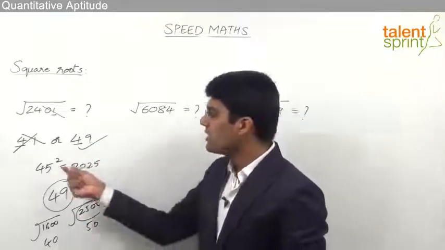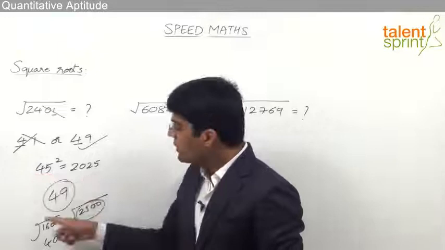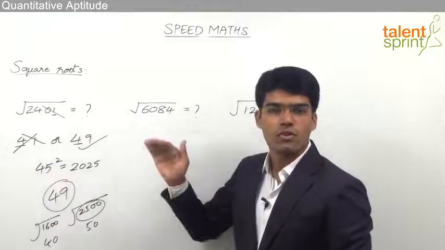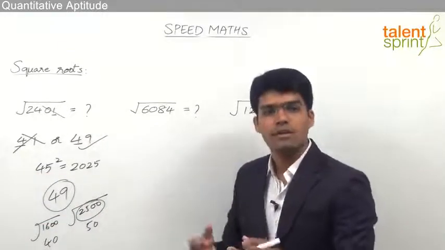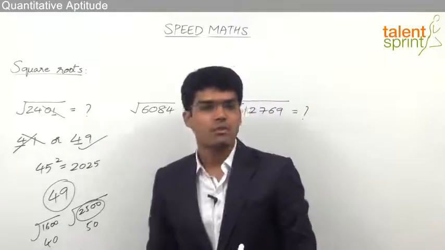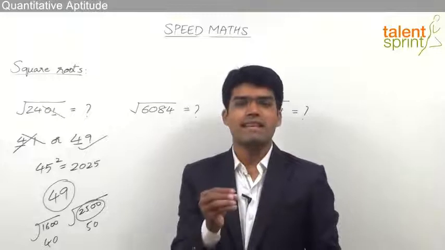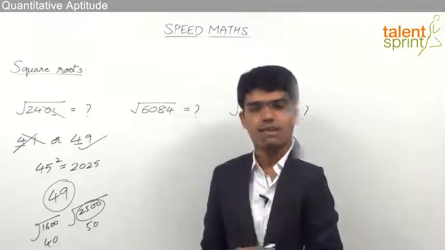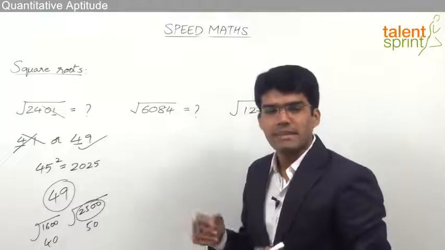So either you can find out the square of the middle number, or you can check whether the given number is closer to 40 square or 50 square, and accordingly decide what's the correct answer. So using these 3 steps, we can find out the square root of a perfect square in less than 3 to 4 seconds. Let us now take some more examples and get the clear picture here.